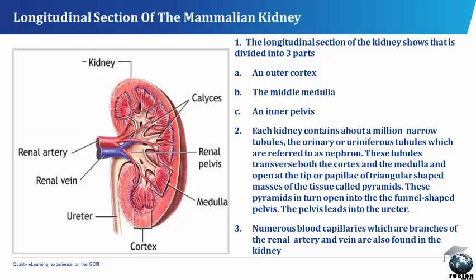Longitudinal section of the mammalian kidney. The longitudinal section of the kidney shows that it is divided into 3 parts: the outer cortex, the middle medulla, and the inner pelvis. Each kidney contains about 1 million narrow tubules. The urinary or uriniferous tubules, which are referred to as nephrons, traverse both the cortex and the medulla and open at the tip or the papillae of triangular shaped masses of tubes called pyramids. These pyramids in turn open into the funnel shaped pelvis. The pelvis leads into the ureter. Numerous blood capillaries, which are branches of the renal artery and vein, are also found in the kidney.